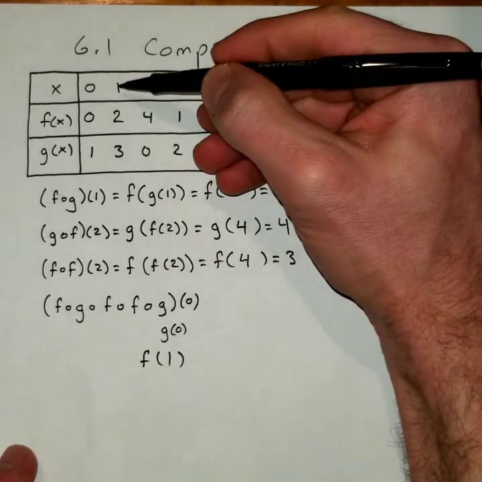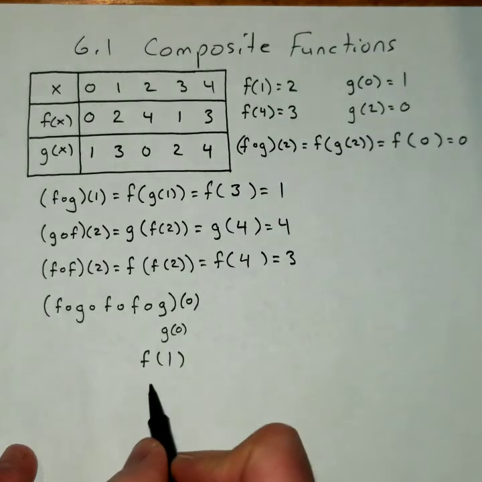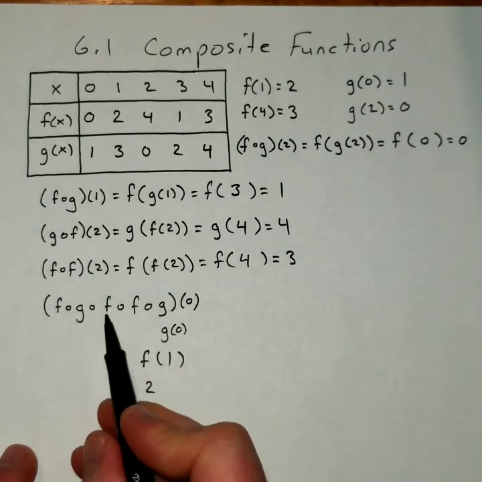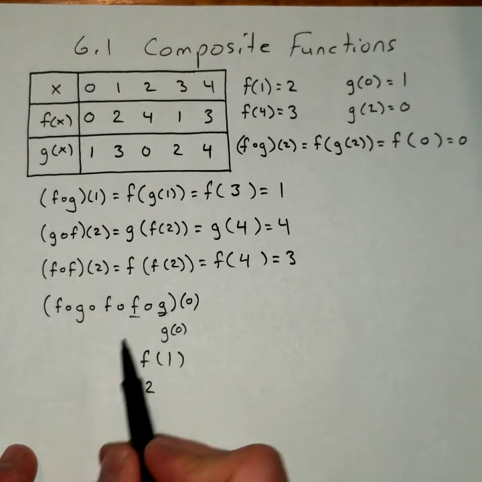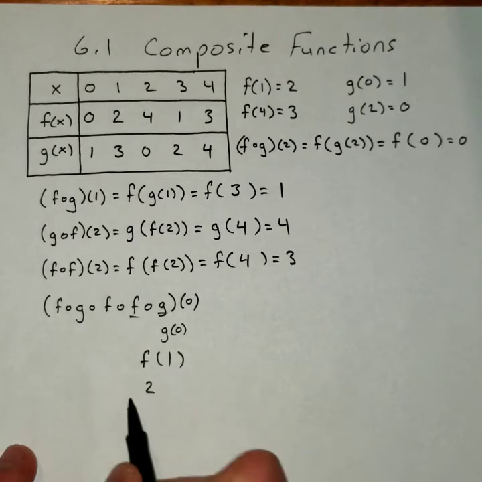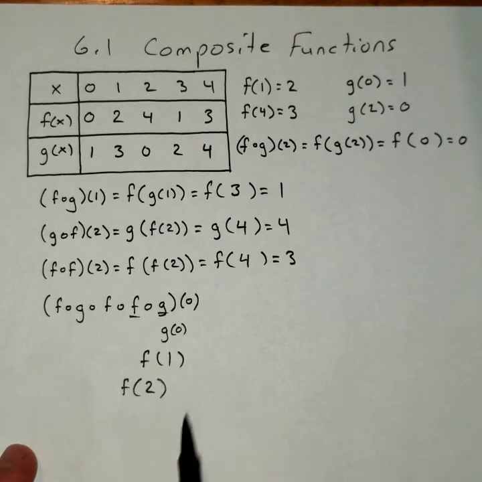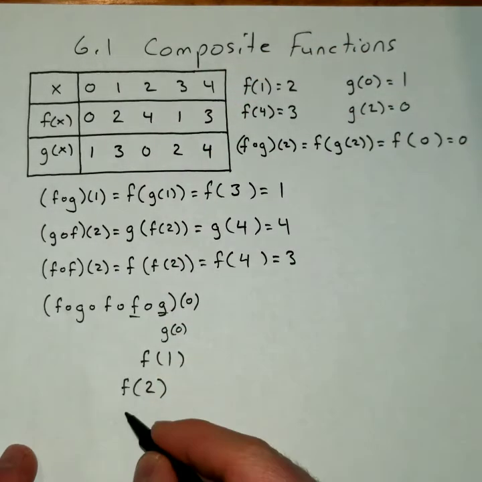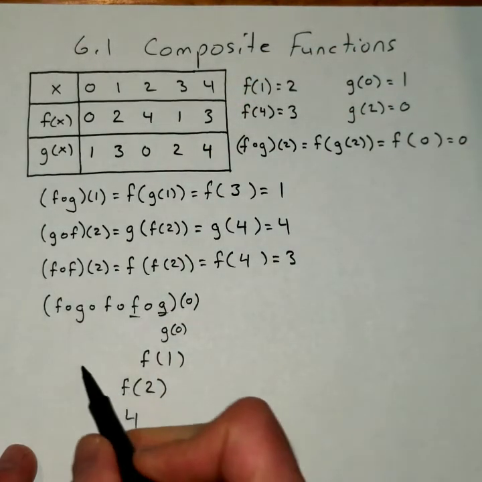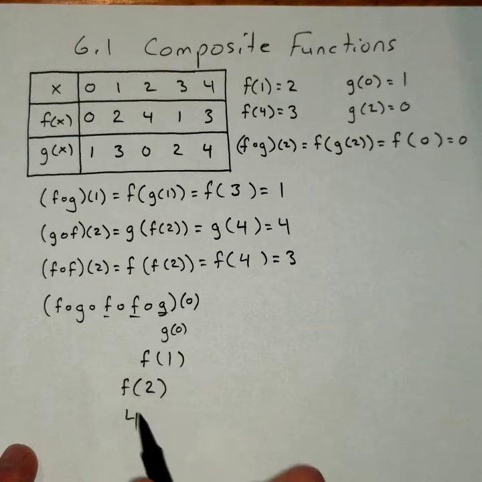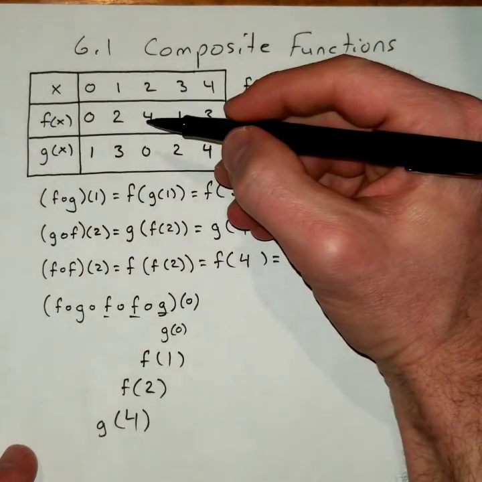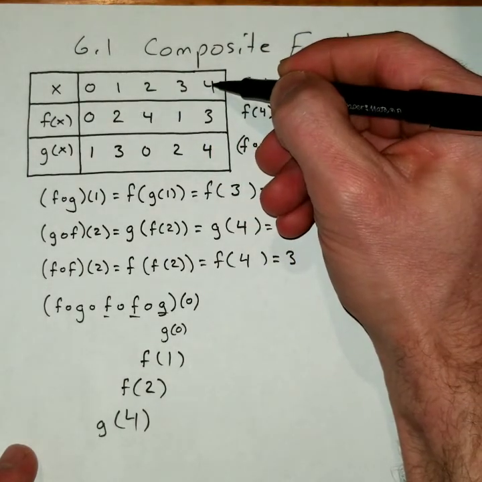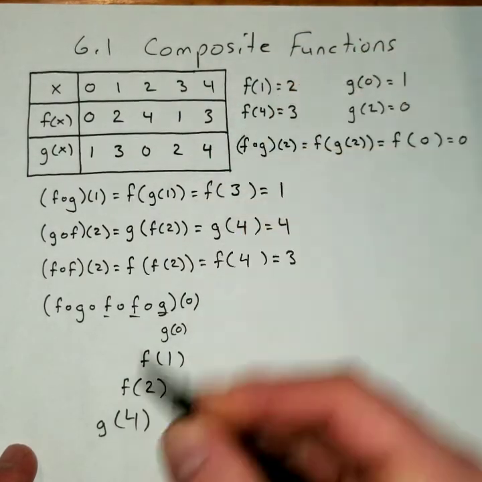Okay, so f of 1. 1 is the input, 2 is the output. Then you do f, so we did the g, we did the f. Now we're doing the next f. So it's f of 2. 2 is the input, 4 is the output. Okay, that takes care of that f. Now we're going to go to the g. So it's g of 4, sorry. So 4 is the input, then 4 is the output.